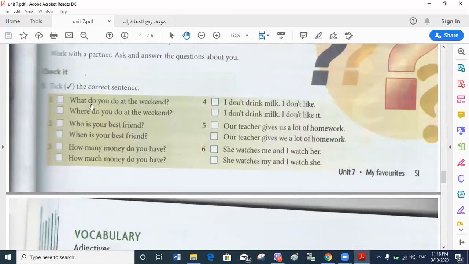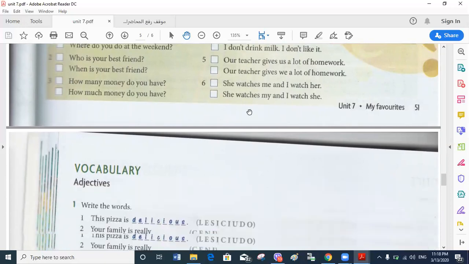Now we have two questions. One of them is wrong. So take the correct one. Is it correct to say, what do you do at the weekend? Or where do you do at the weekend? The correct one is, what do you do at the weekend? So is it correct to say, who is your best friend or when is your best friend? The correct one is, who is your best friend? So please solve the rest.